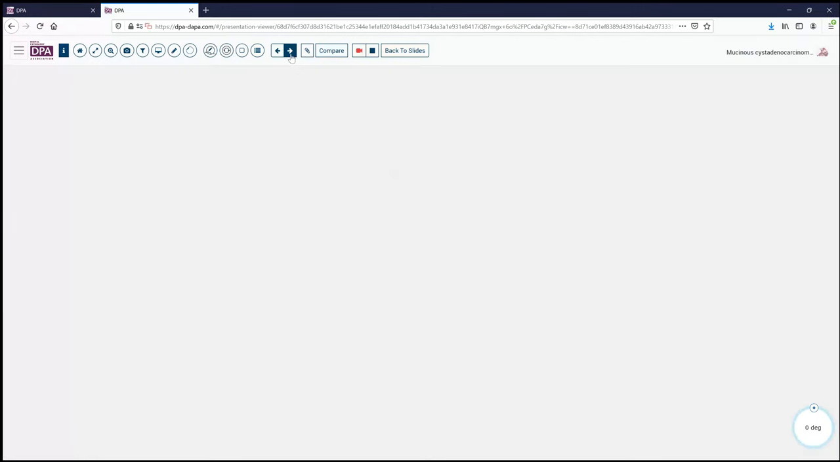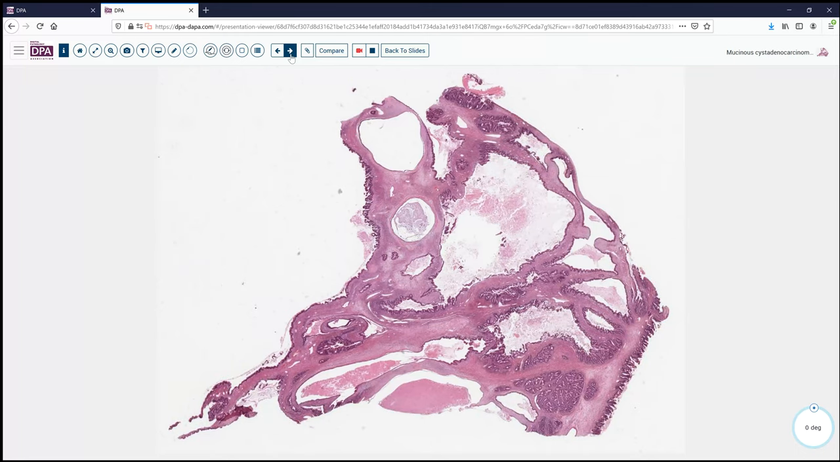So let's go on to another case. This is a case which has, again, large cystic spaces, variability here.